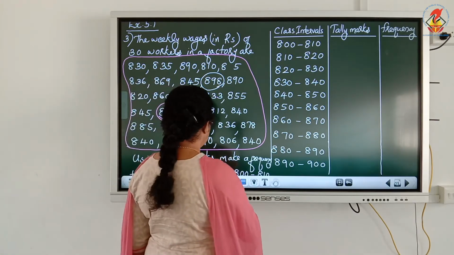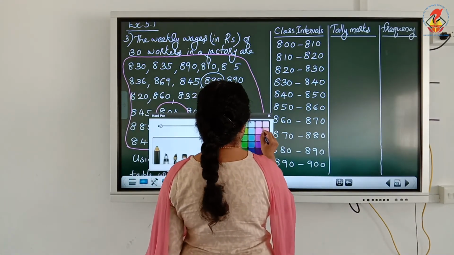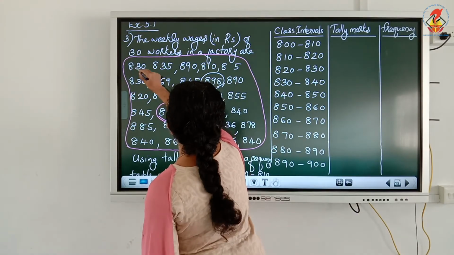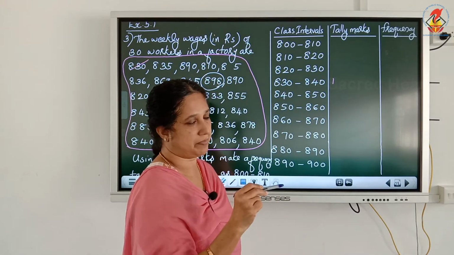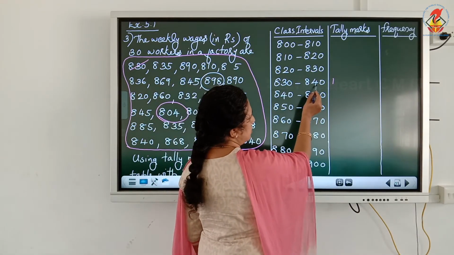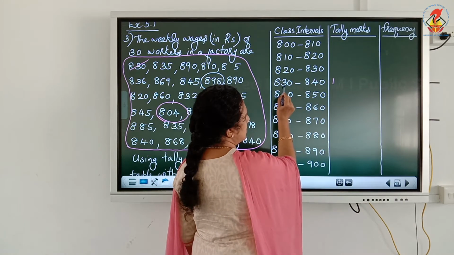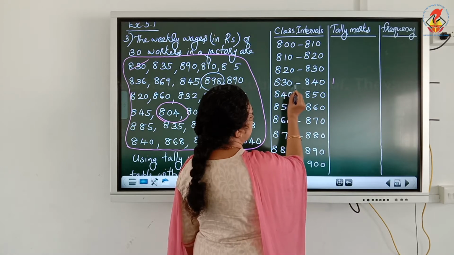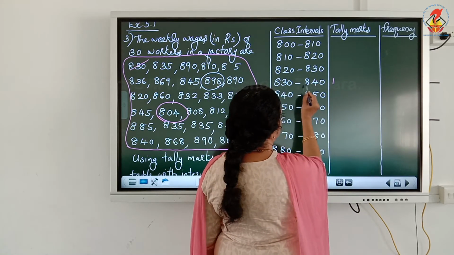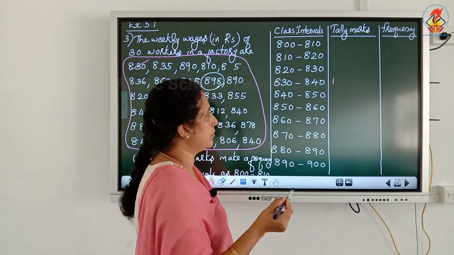Now, we have to put the tally marks. Then, first one 830. So, where will you include 830? 830 will be in the class interval 830 to 840. So, here we are considering all the observations below 840. 840 is not included, but 830 is included from 830 onwards. So, we have to put 830 against the class interval 830 to 840.